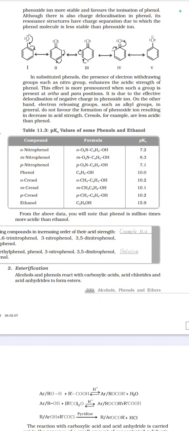Here is the resonating structure of the phenoxide ion. In substituted phenols, the presence of electron withdrawing groups such as the nitro group enhances the acidic strength of phenol. This effect is more pronounced when such a group is present in the ortho and para positions. It is due to the effective delocalization of negative charge in the phenoxide ion. On the other hand, electron releasing groups such as alkyl groups in general do not favor the formation of the phenoxide ion, resulting in a decrease in acid strength. Cresols, for example, are less acidic than phenol.